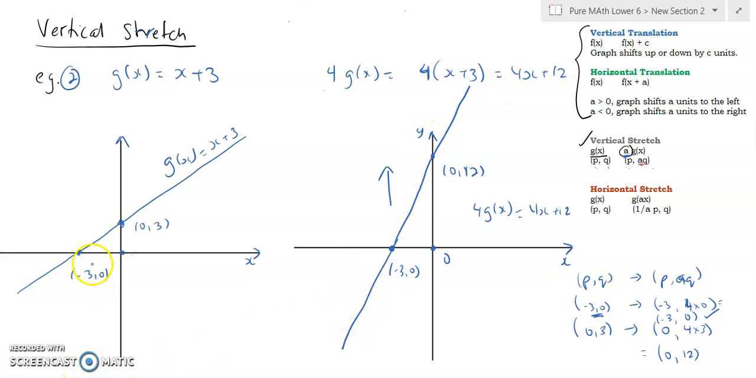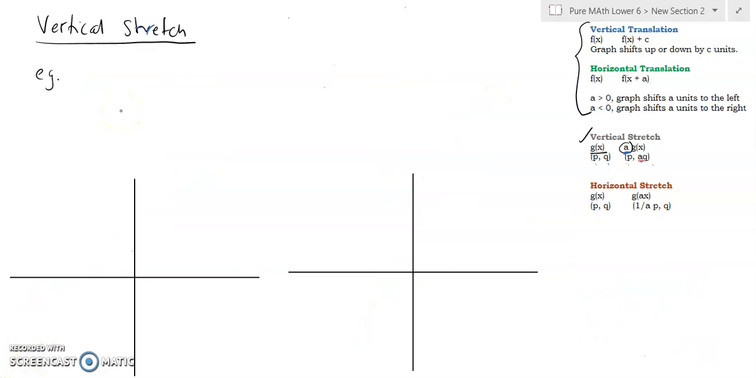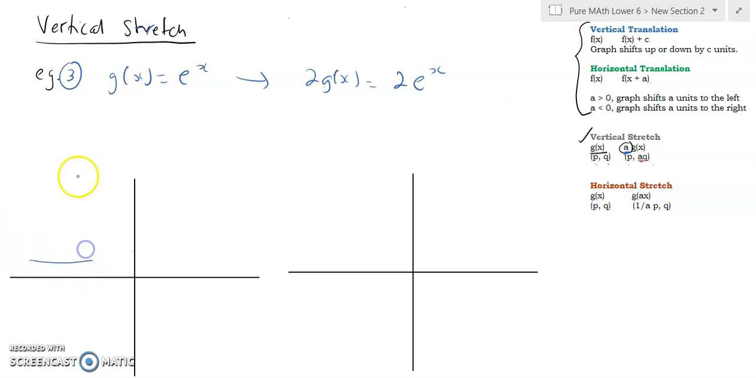So now let me cover my third example on the vertical stretch. The first two examples are pretty simple. My third example now is a little more complicated. It's e to the x, and say I change this now, and it becomes 2 times e to the x. Now this is what happens. This is my e to the x curve.